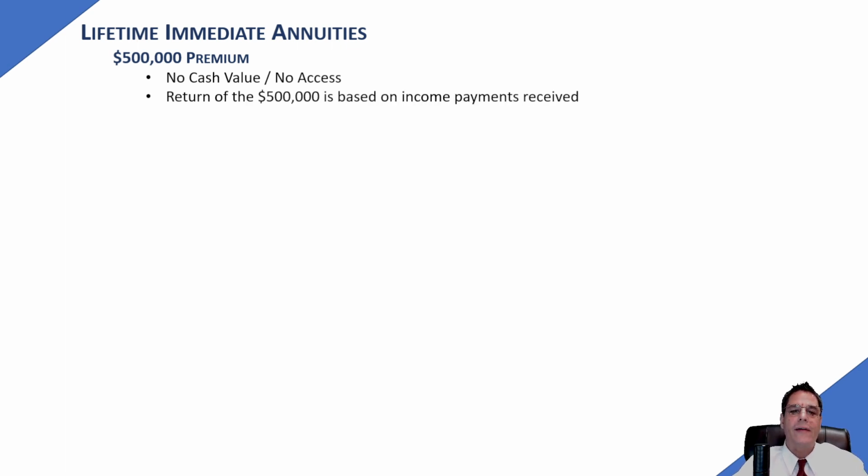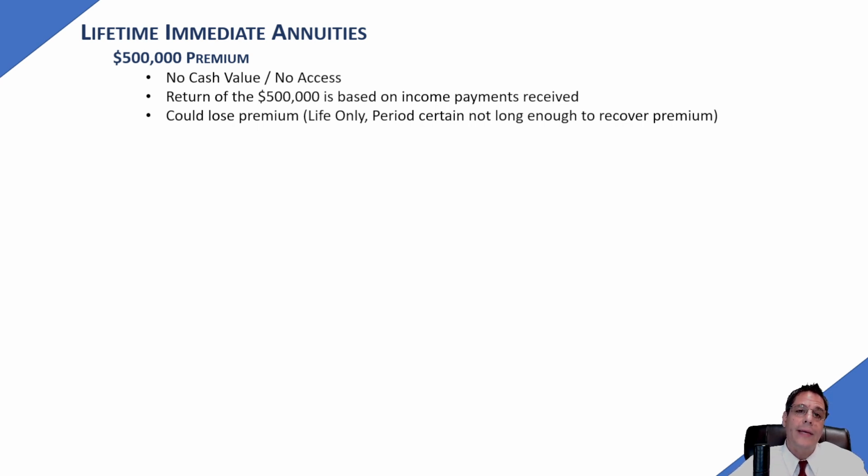The return of your $500,000, like how you get it back, is based on the income payments received, how long you receive them, and do they equal your deposit. You could lose premium. You can lose money. So you put 500,000 into an immediate annuity. You could lose if you buy a life only, or you buy one that has a period certain not long enough to recover the premium deposited, right?